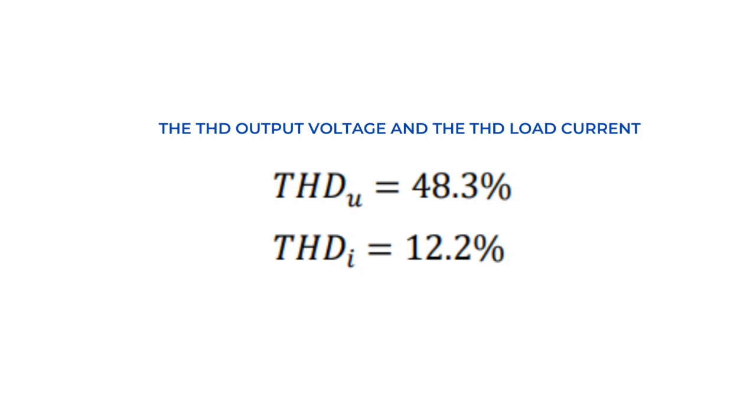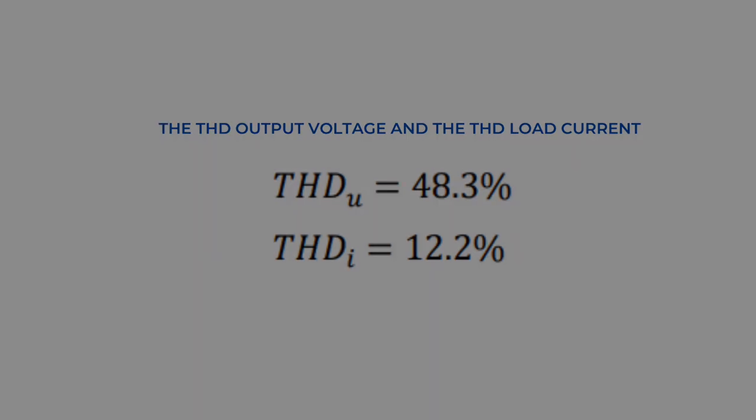The THDI, otherwise known as the total harmonic distortion of current, is about 12.2%, which is also relatively high, but it is not as high as the THDU. This is because the harmonics are giving a greater impact on the voltage waveform than they are on the current waveform. The high THD levels in this case are likely due to the use of nonlinear loads such as power electronic devices. These devices can introduce harmonics into the electrical system, which can cause problems such as increased losses, overheating, and interference with other devices.